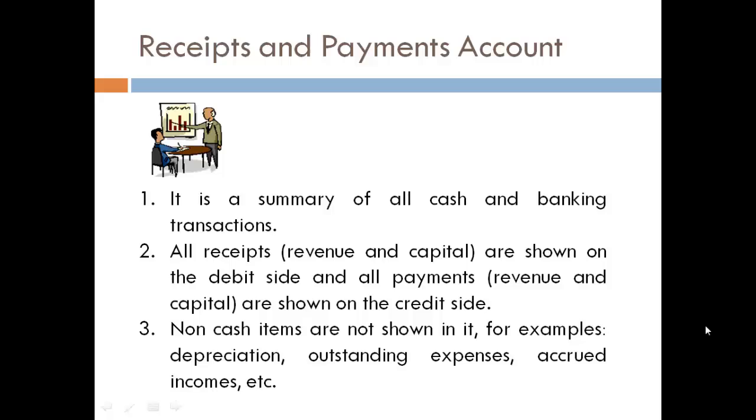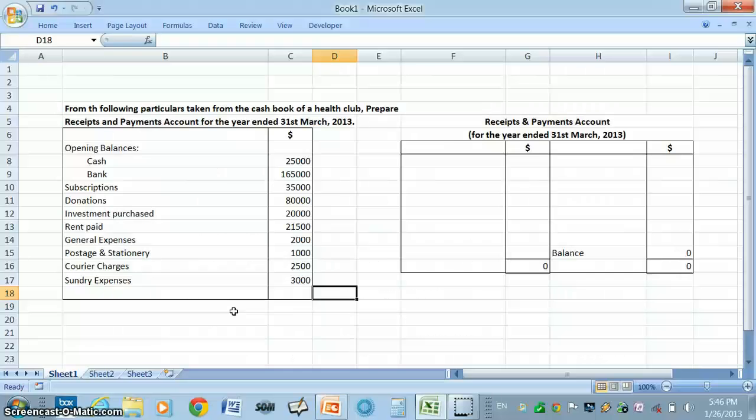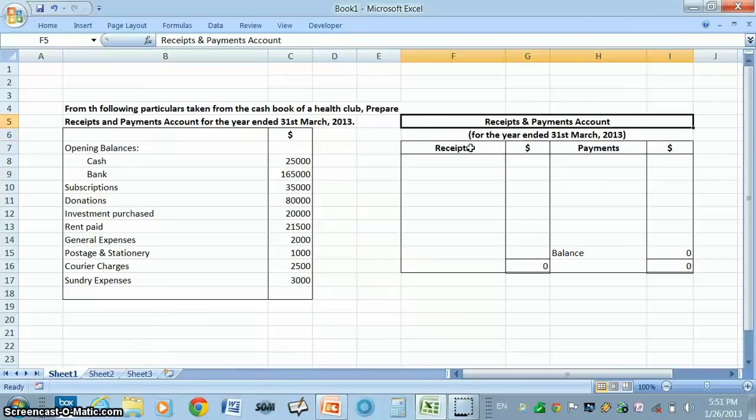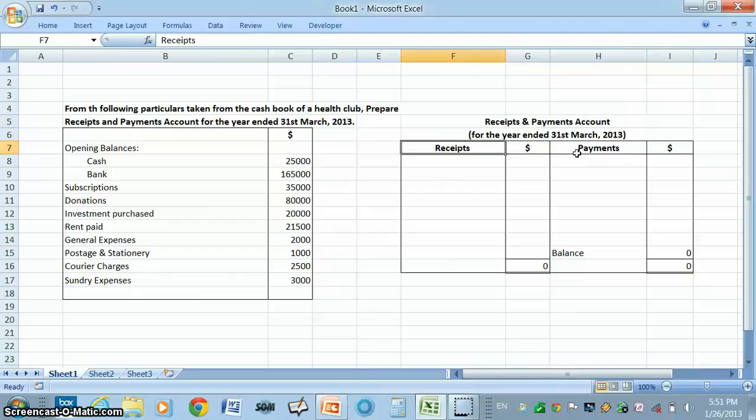Now, let's take an example to understand how to prepare receipts and payments account. Here we have one question, and as per the question we are to prepare receipts and payments account for the year ended 31st March 2013. These are the details of cash transactions conducted during this year, and this is the format of receipts and payments account. On its debit side we are to record all the receipts, and on its credit side we are to record all the payments.